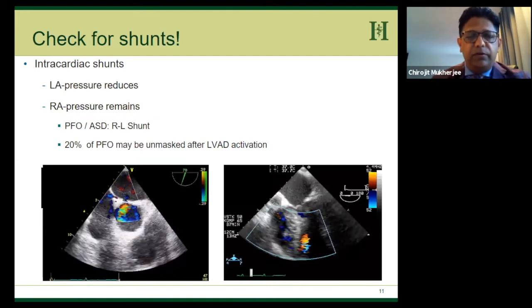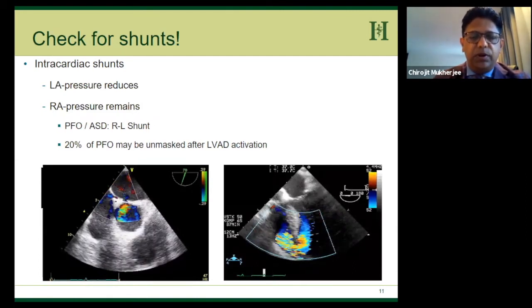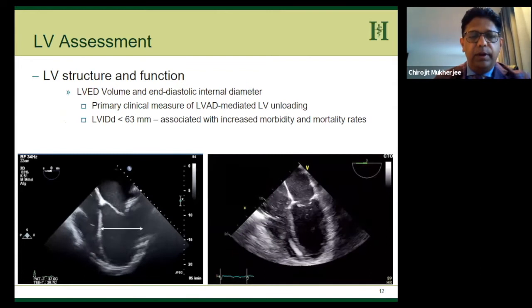First of all, you have to know that there may be patients who come with shunts, either interatrial or interventricular, and these PFOs may be unmasked after LVAD activation, and that is probably too late to go for this therapy or intervention, because they are likely to cause shunts, and the patient may have a hemodynamic issue in the operating room.